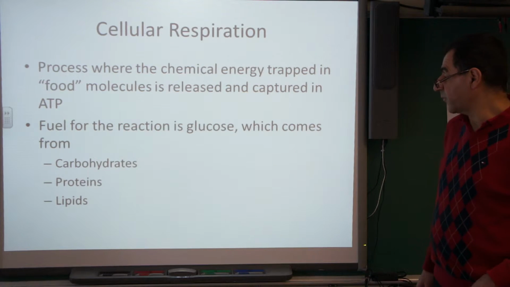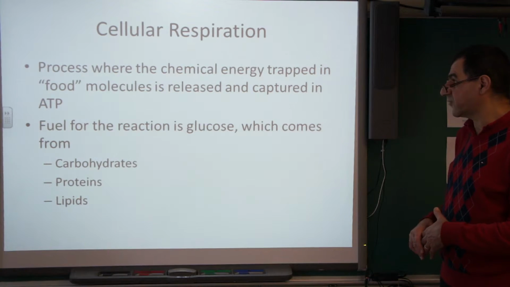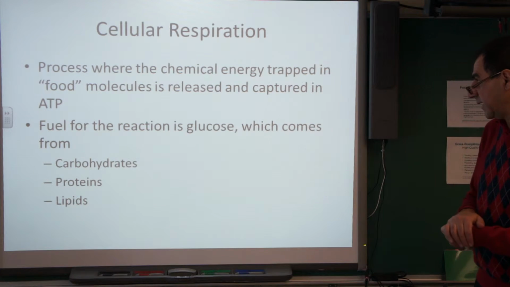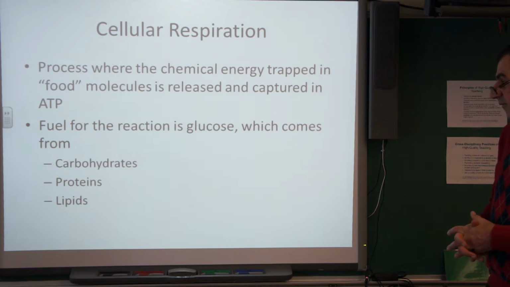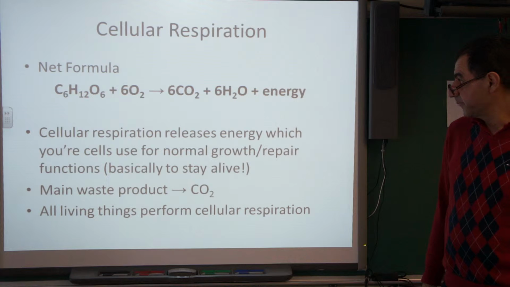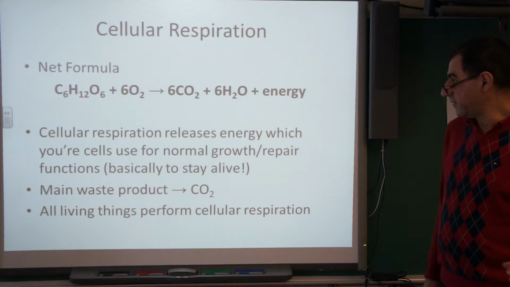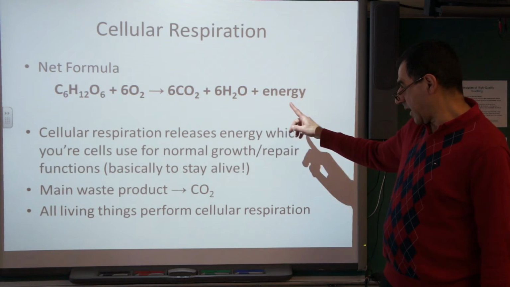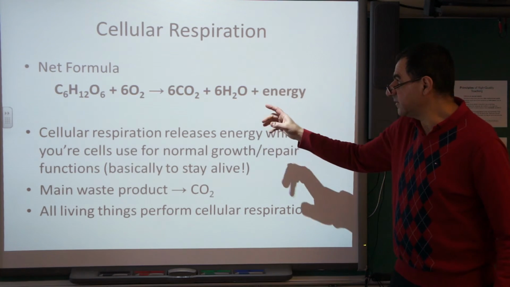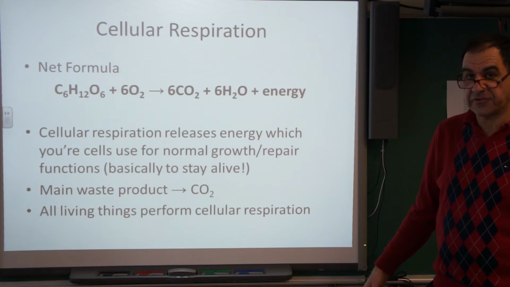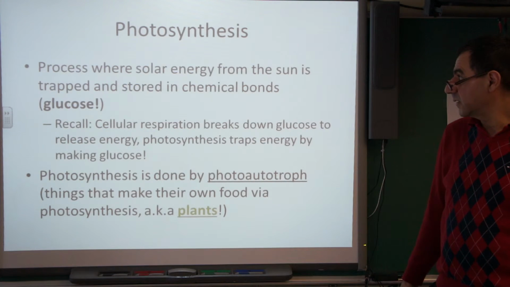Cellular respiration is a process when chemical energy trapped in food molecules is released and captured in ATP. Fuel for the reaction is glucose, which comes from carbohydrates, proteins, and lipids. So carbohydrates reacting with oxygen produce carbon dioxide, water, and a large amount of energy. CO2 is released in cellular respiration. Oxygen is required in the reaction.